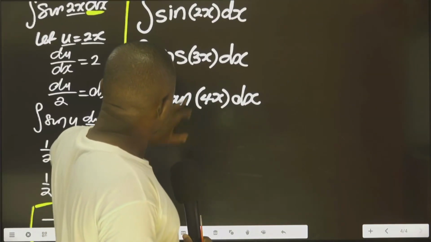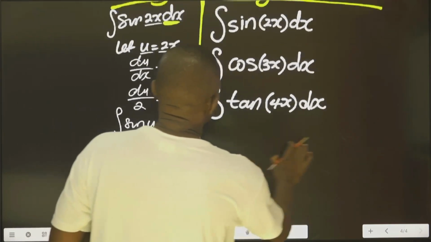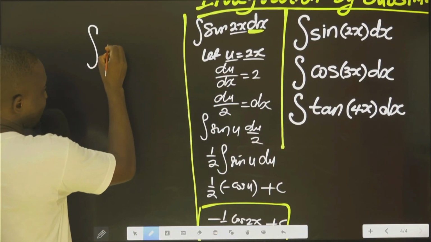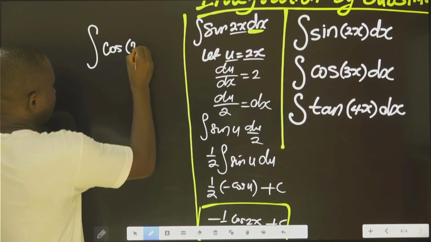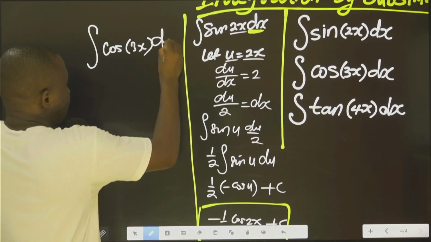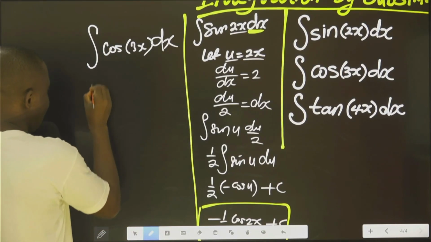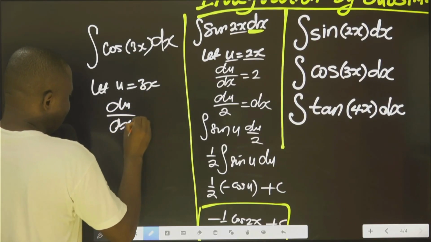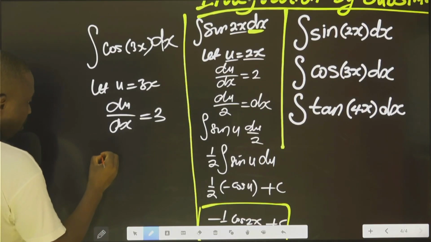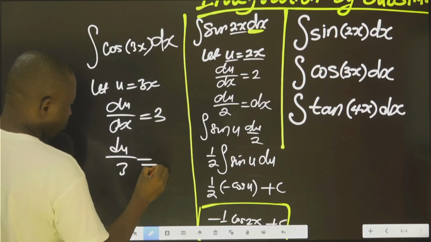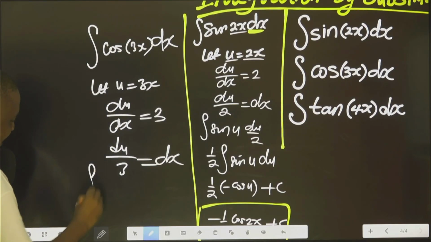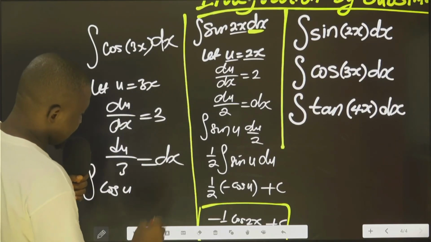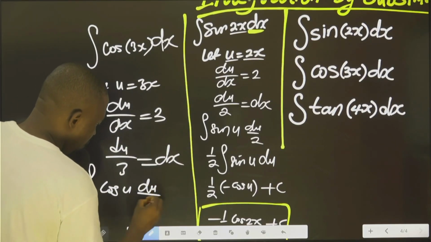Now, for this, that is cos 3x dx. To solve this, let u be equal to 3x. du over dx is equal to 3. So du over 3 equals dx. We cannot leave this because what is 3x? It is u. What is dx? dx is du over 3.